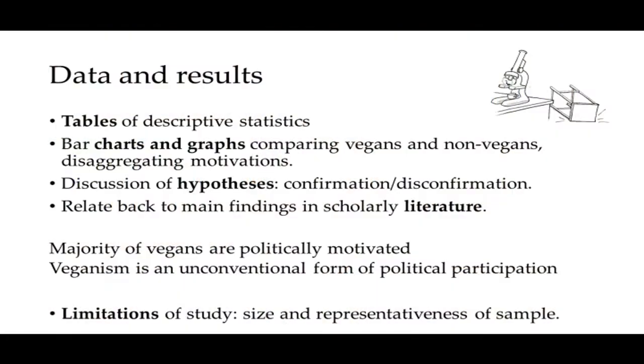For example, in our veganism dissertation, you might include tables of descriptive statistics and graphs comparing vegans and non-vegans and disaggregating motivations. You should discuss any limitations of the study regarding the size and the representativeness of the sample, but the main findings should be crystal clear to the reader. The majority of vegans are politically motivated, and veganism is an unconventional form of political participation.